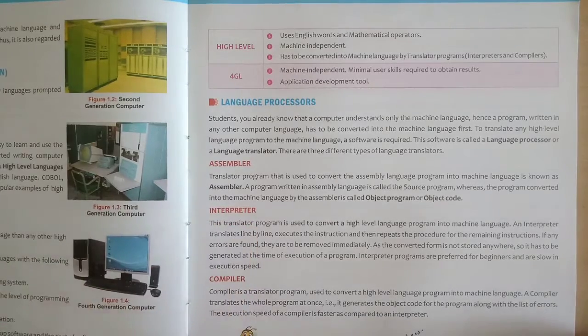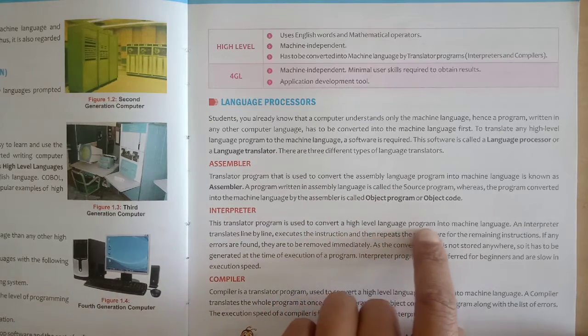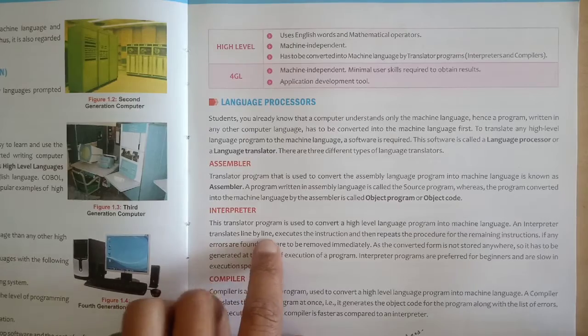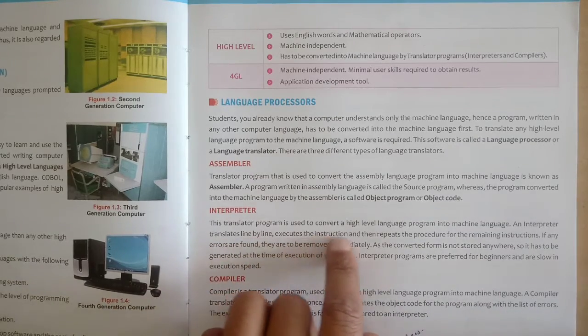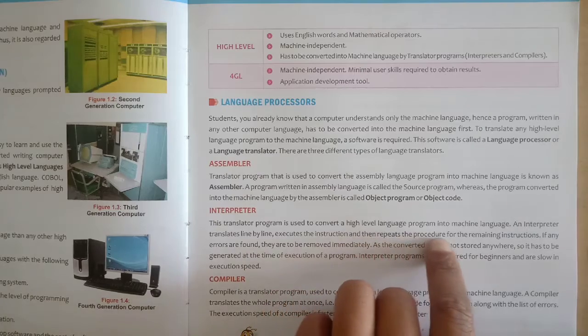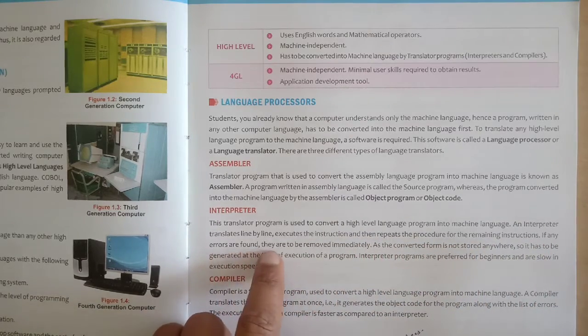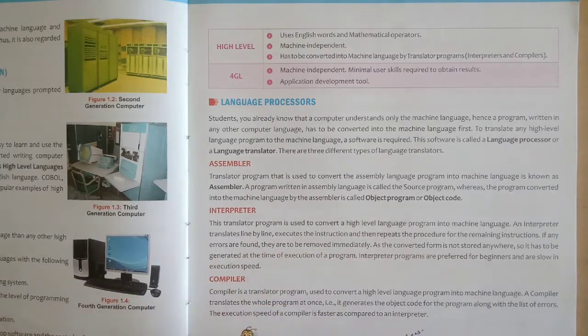Next one is interpreter. What is the function of interpreter? The translator program is used to convert high level language program into the machine language. An interpreter translates line by line. Here you underline this thing, line by line. Execute the instruction and then repeat the procedure for the remaining instructions. If any errors are found, they are to be removed immediately.